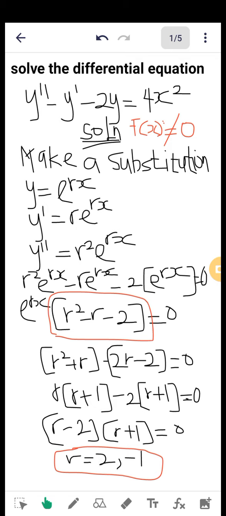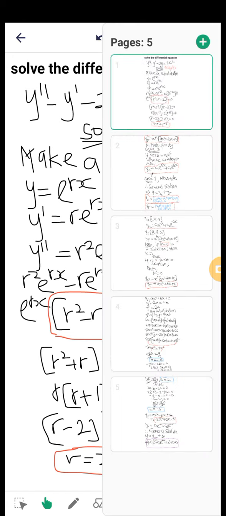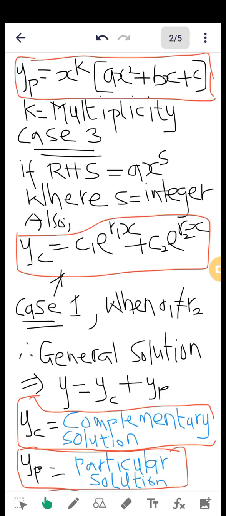And from our previous video, we saw that if the roots are real and distinct, we will use this form. So the general solution will be in this form. That's the complementary solution, the complementary aspect. That's C1 e exponent r1x plus C2 e exponent r2x. That was just by the way.